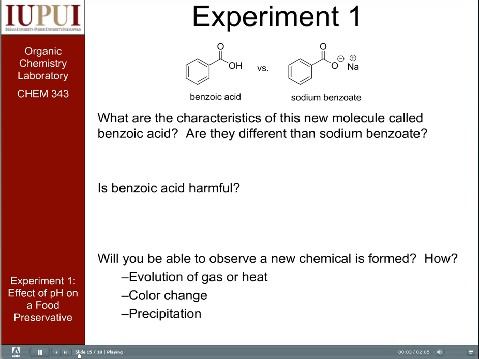Alright, so now that we've gone through and convinced ourselves we know that sodium benzoate forms benzoic acid in the stomach, we've got to see, since we're simulating this, what characteristics of sodium benzoate, the starting material, and benzoic acid, the product, could we use that show those two things are different.